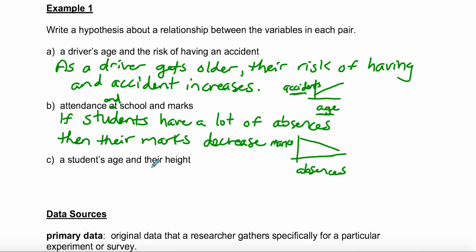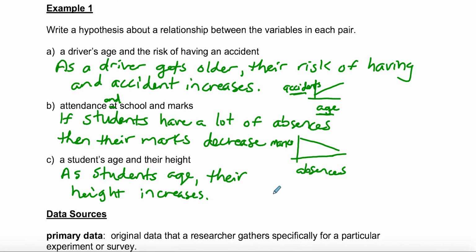And then a student's age and their height. You could imagine that as students get older, their height would increase because they're going to grow taller. Since age is causing the height to increase, their height doesn't change their age, but their age would be the cause. So we would put age on the horizontal axis and height on our vertical axis. And you could imagine if we had a lot of data and points that as students get older, they're going to get taller. So you can kind of imagine the line going up.